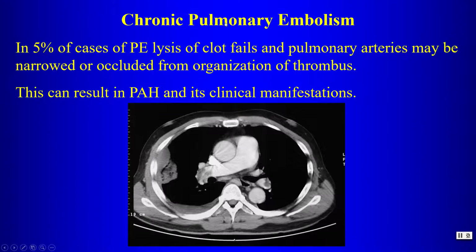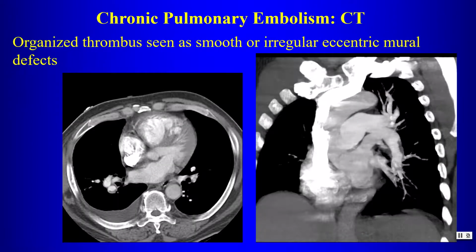So this can occur when pulmonary embolism does not lyse properly, or if there is recurrent pulmonary embolism, then these pulmonary emboli, instead of resolving, can become organized and incorporated into the wall of the pulmonary artery, which can result in pulmonary artery hypertension.